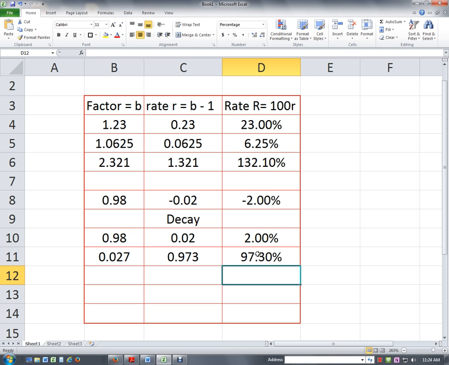So hopefully this helps you a little bit with identifying rates. That's a big aspect on the final exam.